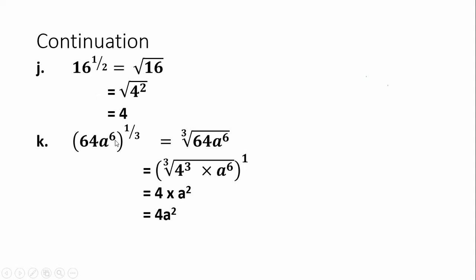64a raised to the power 6, bracket power 1 over 3. And that will be what? The cube root of 64a raised to the power 6. So you can then split that 64, which is 4 raised to the power 3, times a raised to the power 6. So when you do that, the cube and the cube root will cancel. For a, you just write 1 over 3 times 6 to give us a raised to the power 2. So 4 times a raised to the power 2 will be 4a squared.